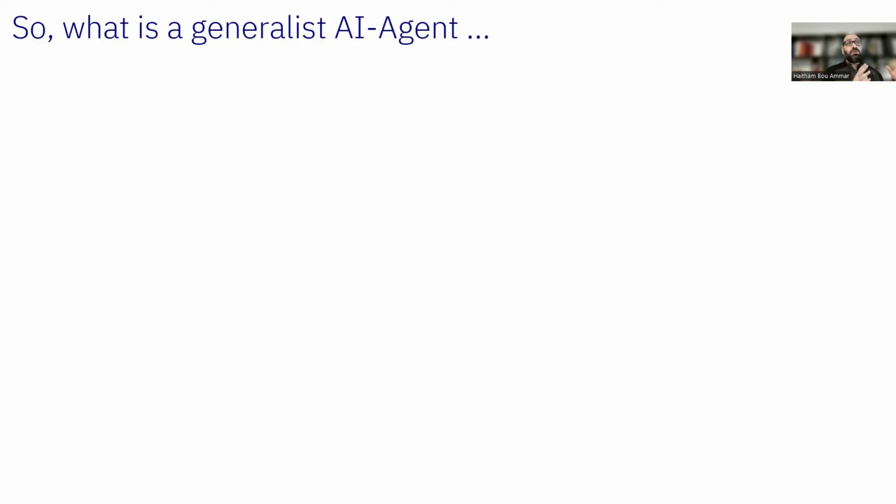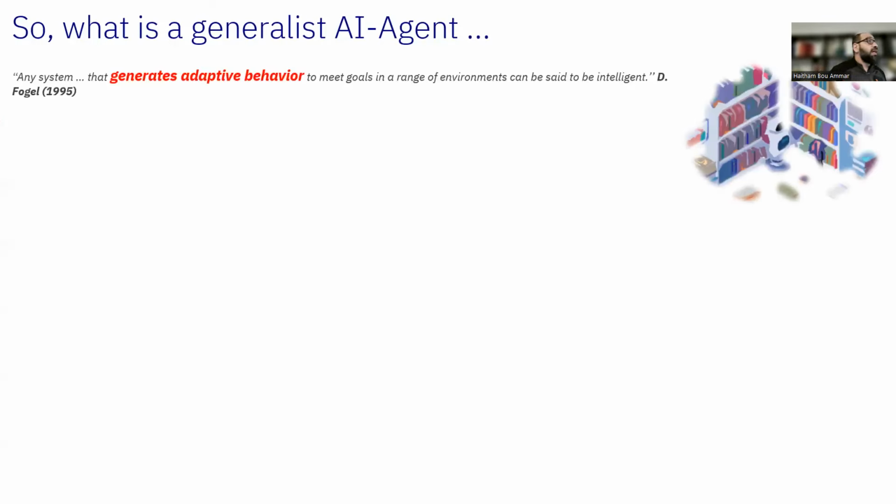So what I'm going to try to do in this slide is give you three definitions of people who have defined AI agents so we can have a common ground to start our discussion. Fogel, in 1995, defined a generalist AI agent as an agent that generates adaptive behavior in order to meet goals in environments. So the agent needs to be able to generate behavior in order to meet certain goals.